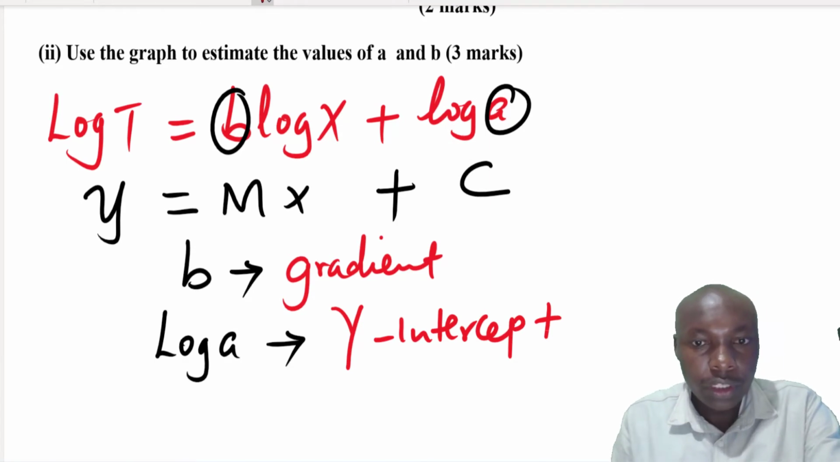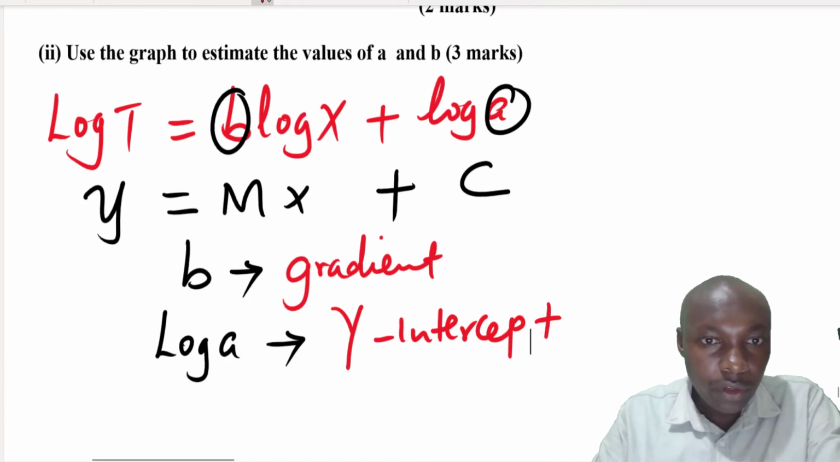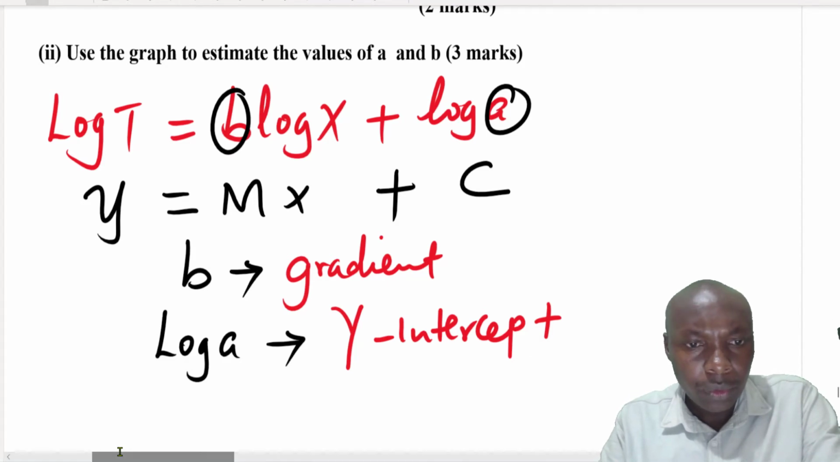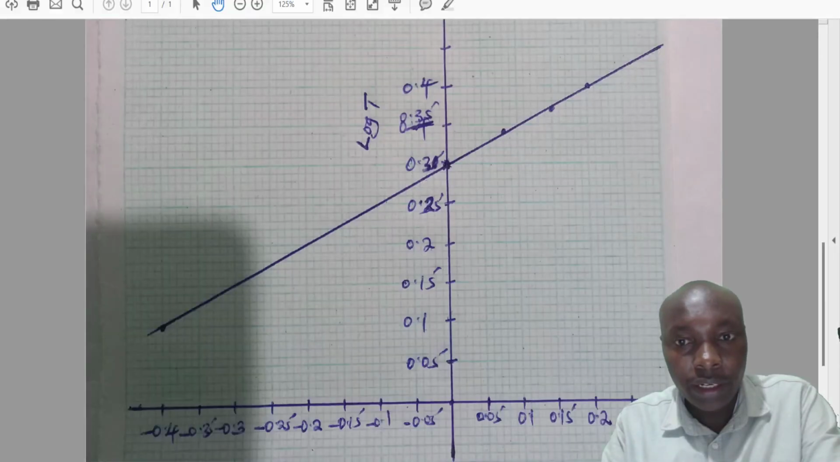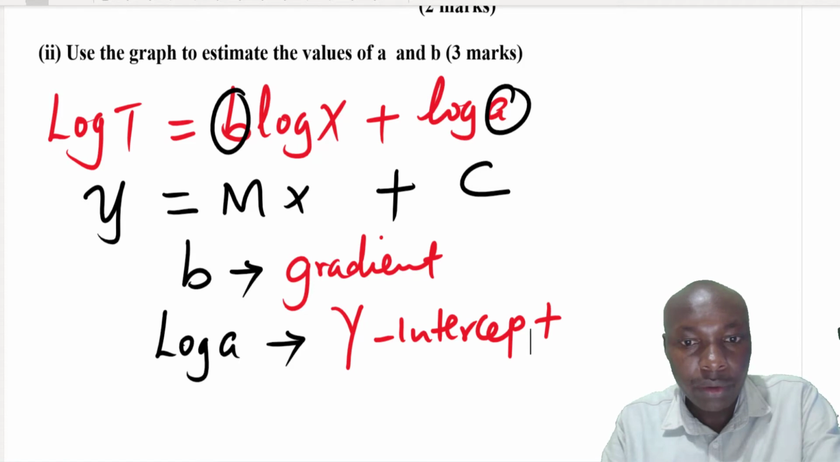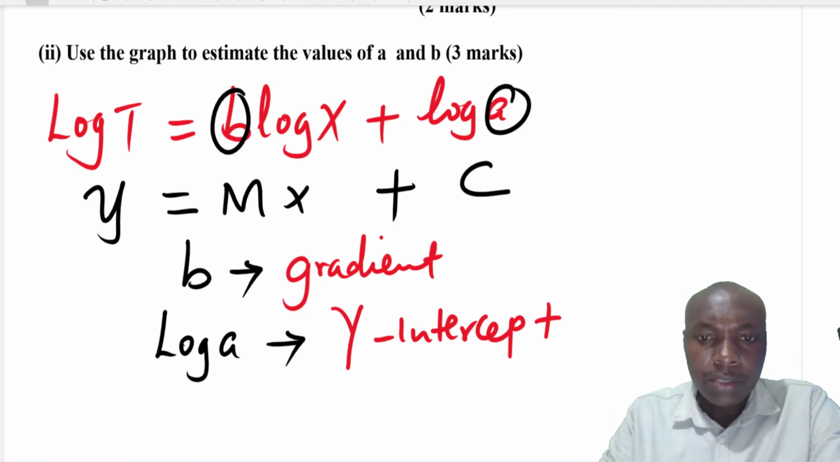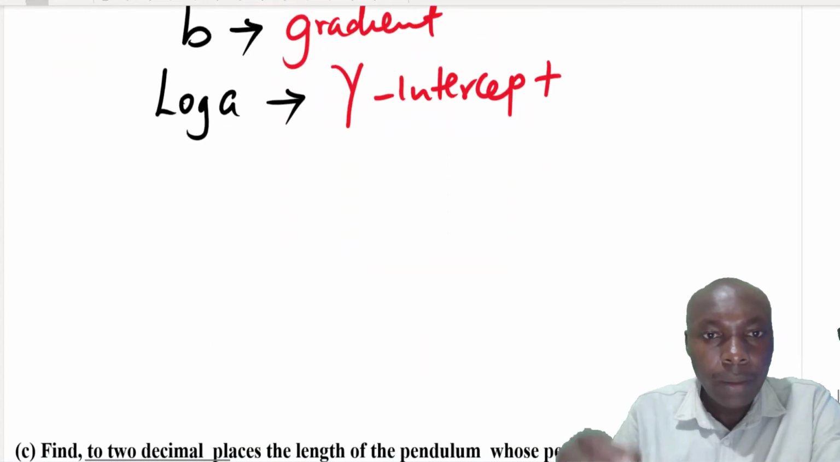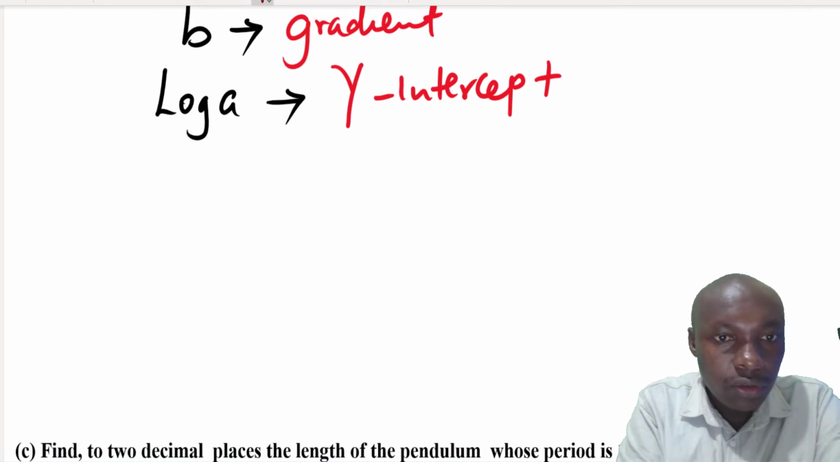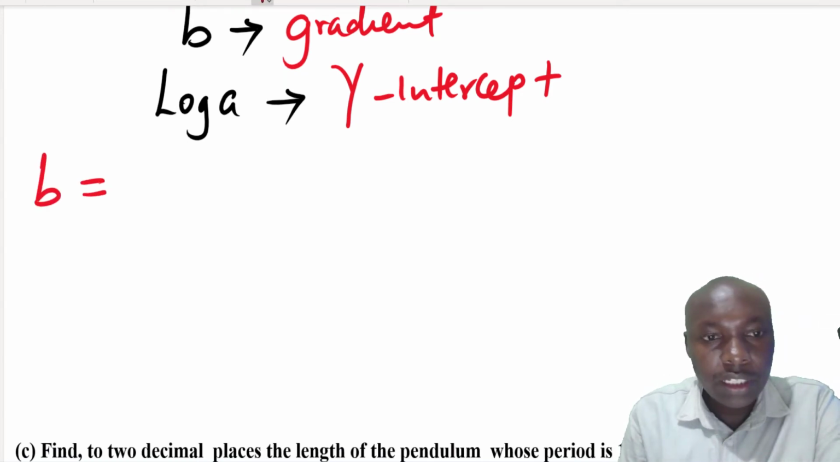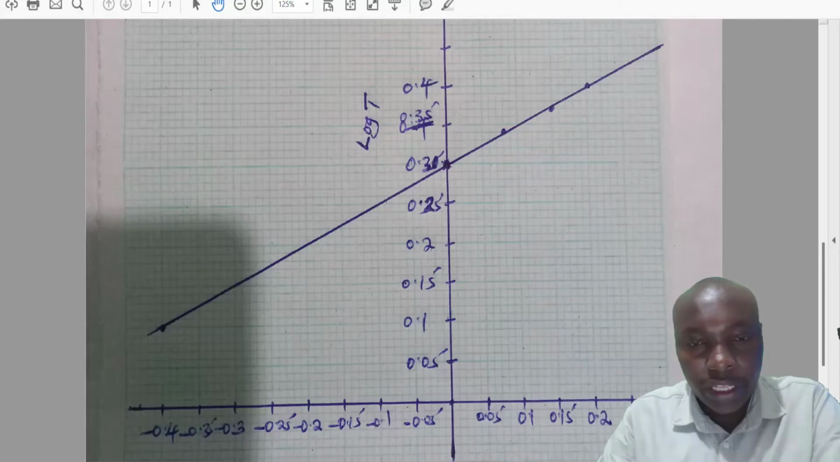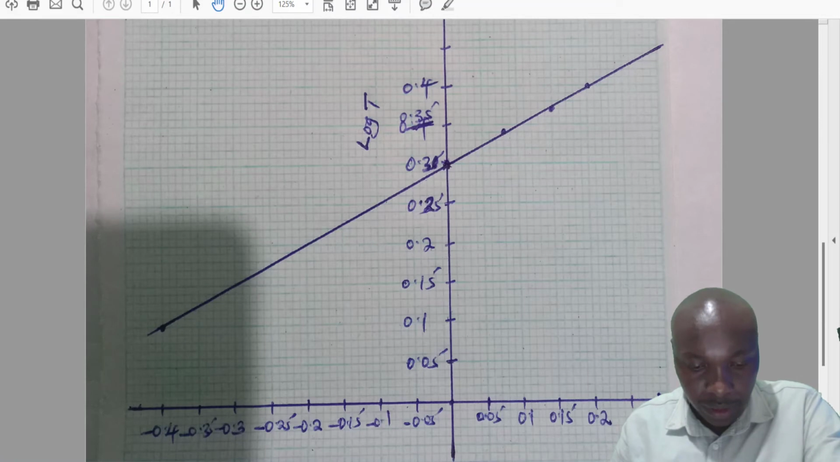When you relate the equation of a straight line and this equation in terms of log, this is what you notice. To get B, that will be the gradient of that line, and log A would be the y-intercept, the point where that line cuts the y-axis. Now begin with B, which is the gradient. How do we get the gradient? We get the gradient of a straight line by getting 2 points on that line. So I want us to obtain 2 points on that line and use them to calculate the gradient.